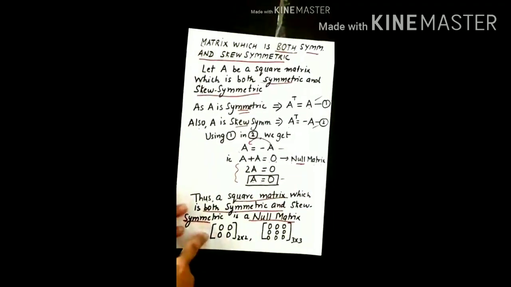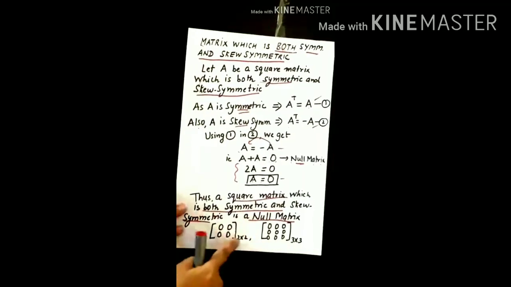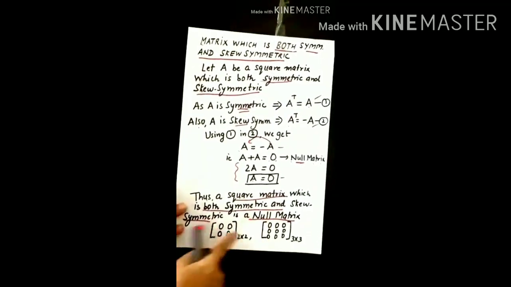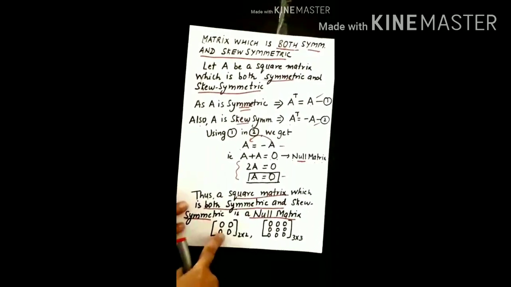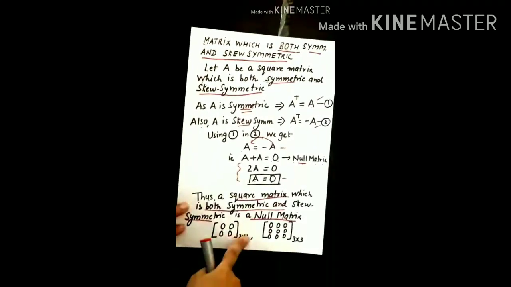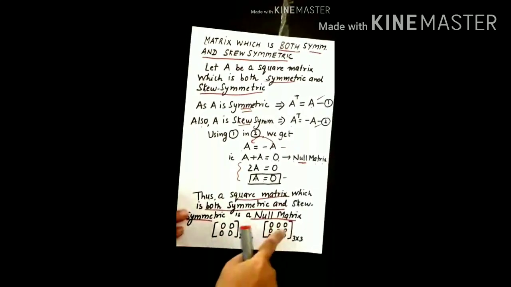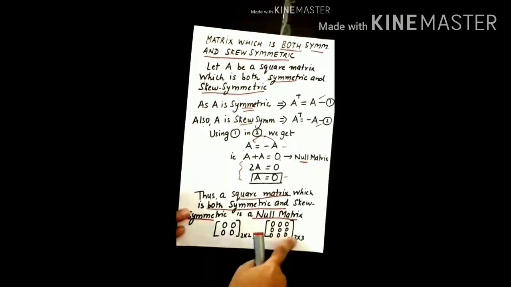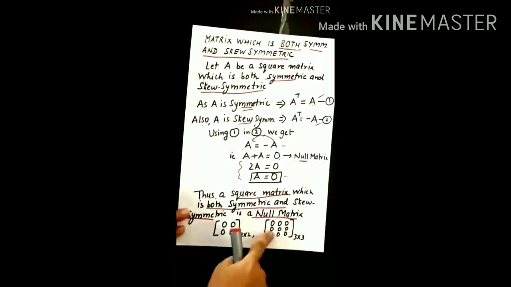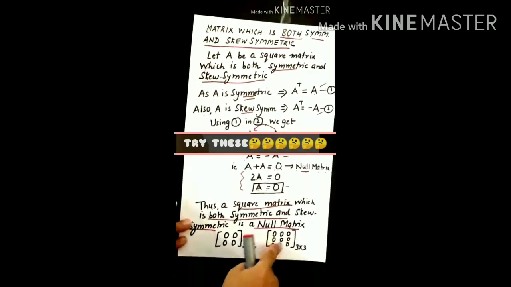So here we have a null matrix of order 2 by 2. So this is a matrix which is both symmetric and skew-symmetric. Similarly, it is a null matrix of order 3 by 3. So this matrix will be both symmetric and skew-symmetric. You can try these questions.